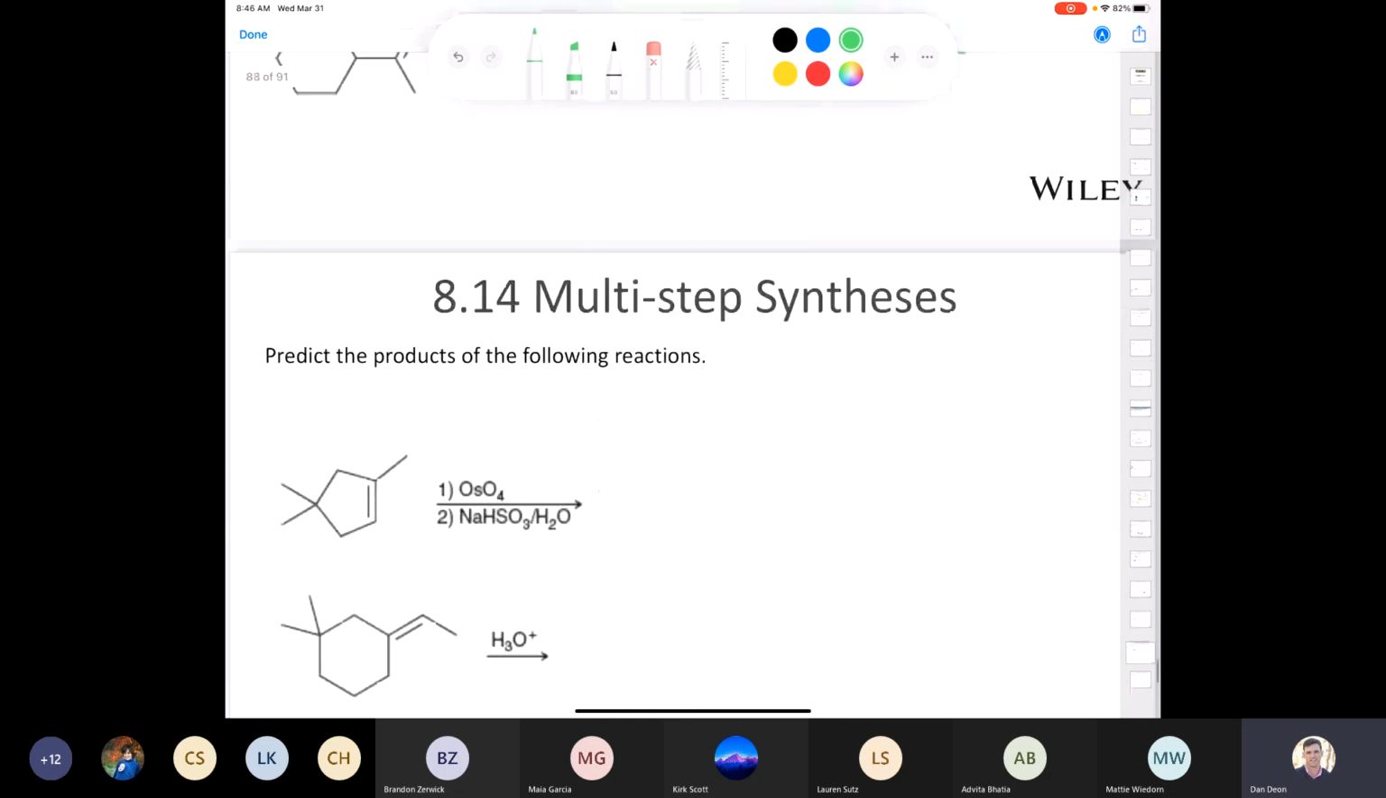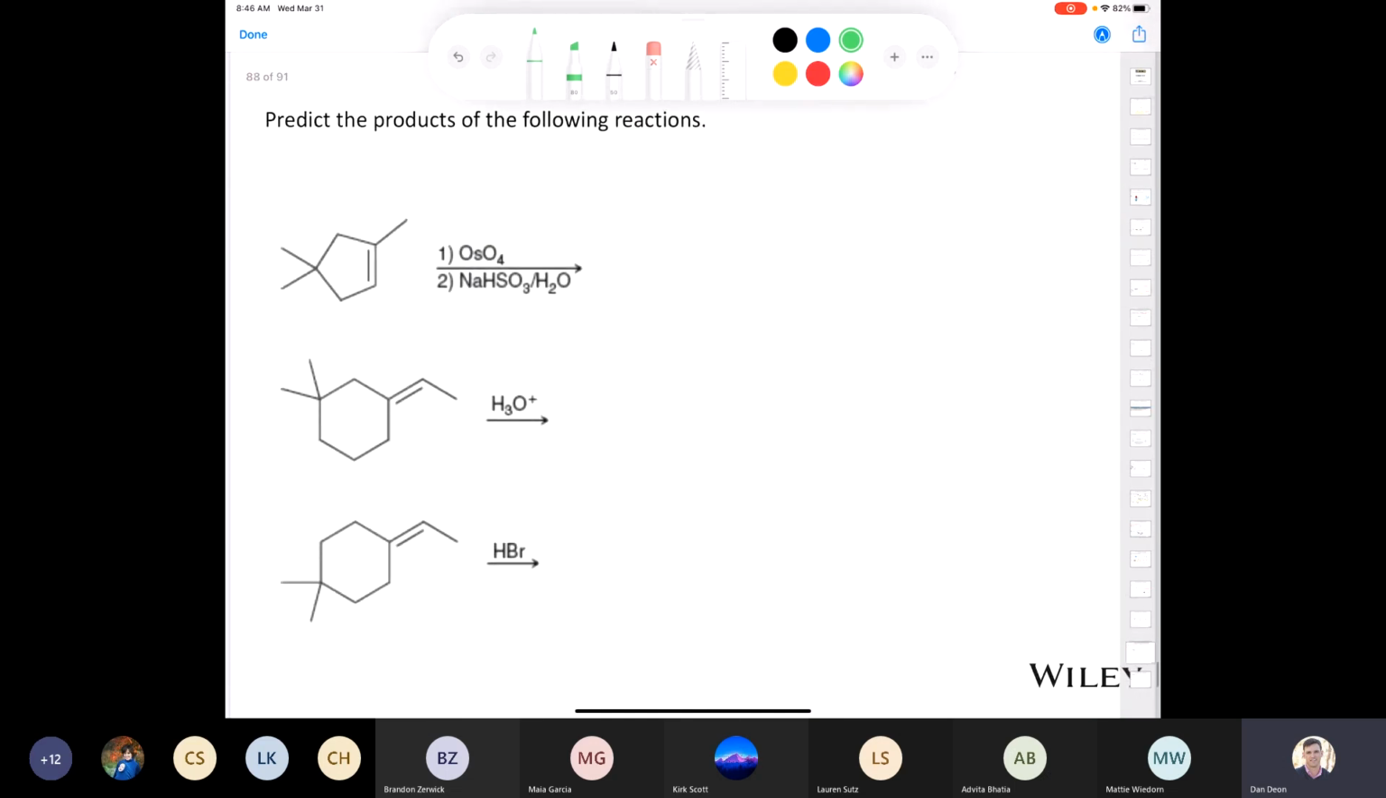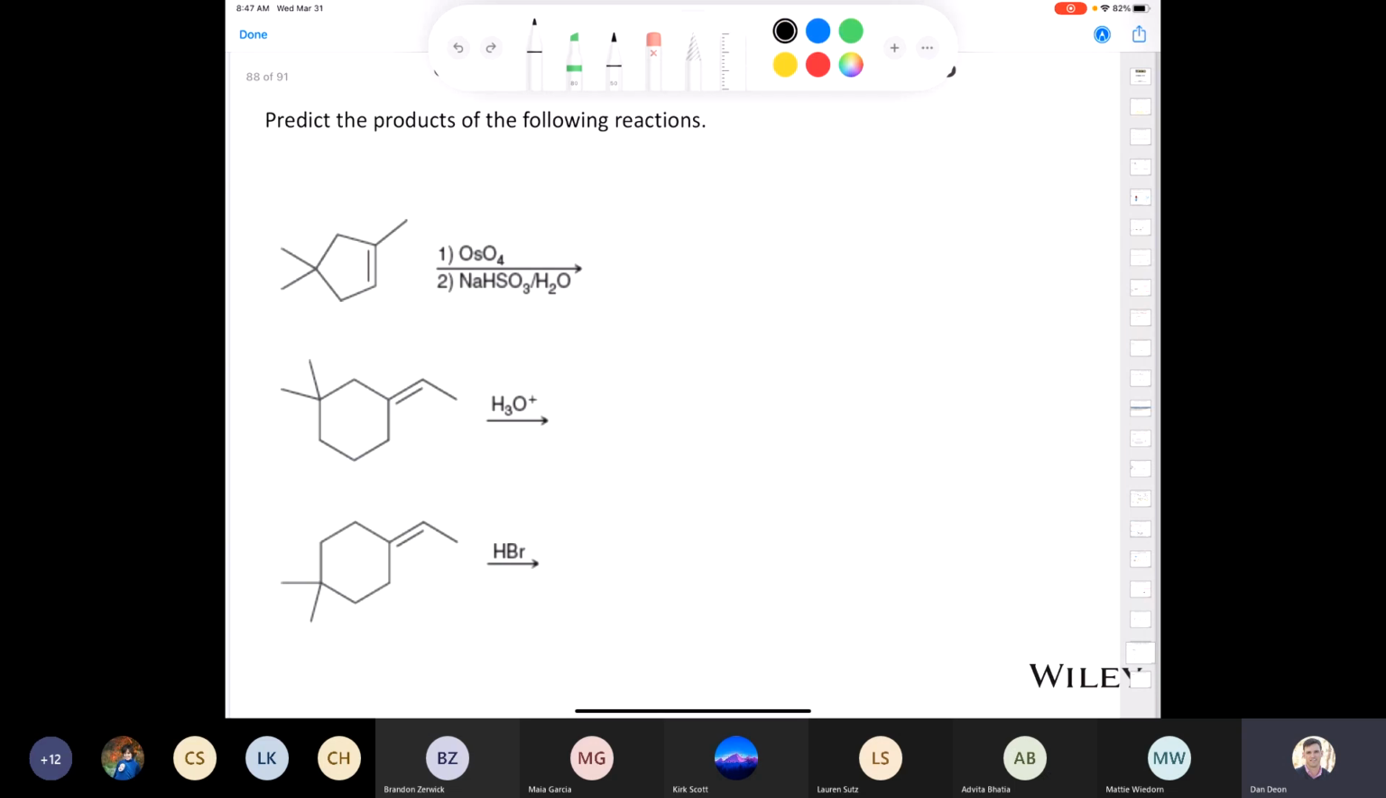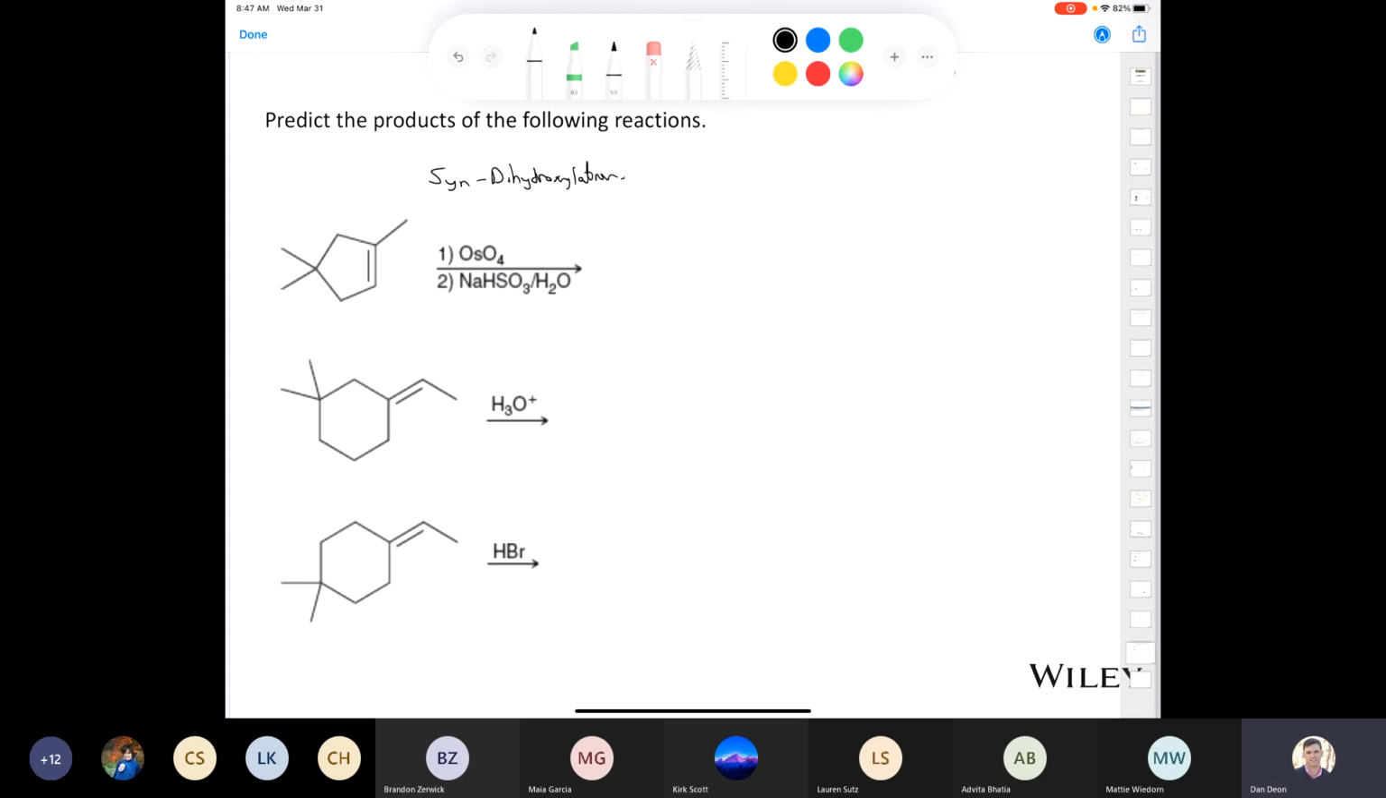So we've already got some practice. Let's keep going. It says predict the products of the following reactions. I'm going to go a little bit faster here. The first one, we're taking this alkene and we're treating it with osmium tetroxide and then sodium bisulfite in water. So that's going to give us a syn-dihydroxylation, like that.